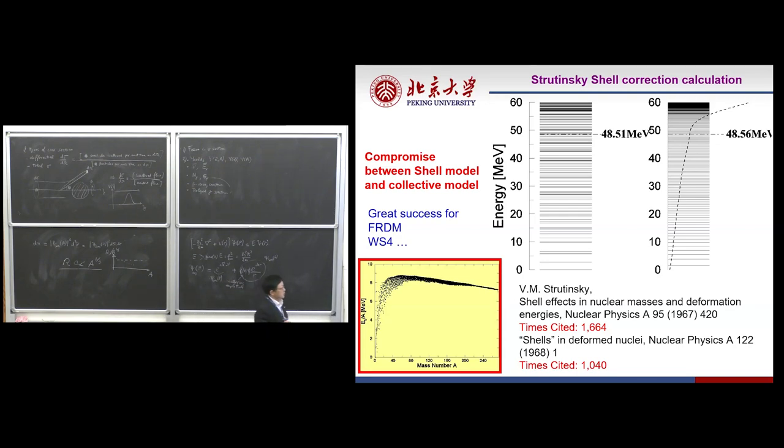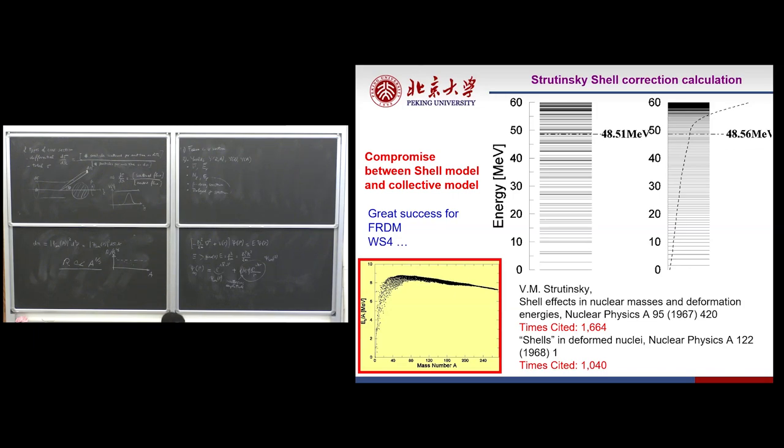So in this paper, they introduced the smoothing approach to get this level density, and then just extracted the fluctuation part. And then the fluctuation part they put on top of the liquid drop model in such a way that they can reproduce well the binding energy, right? And this, again, is phenomenological. But the idea is great. The idea is to try to separate the smooth part and the fluctuation part.